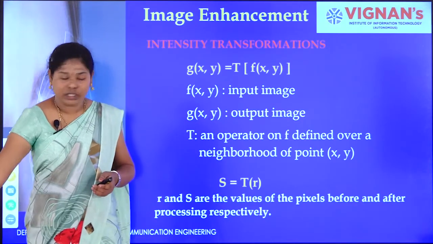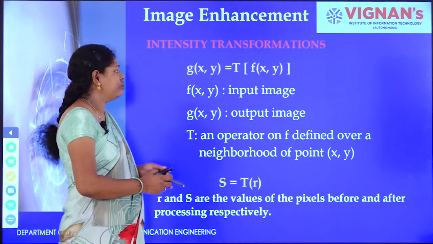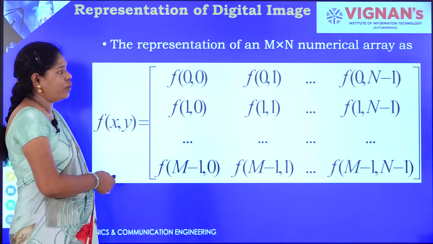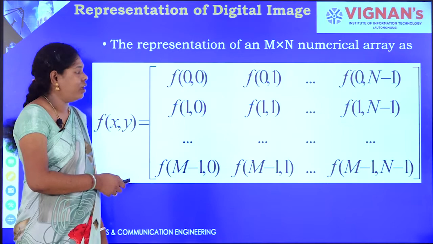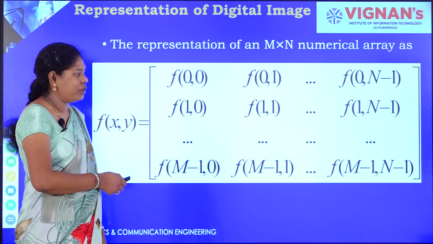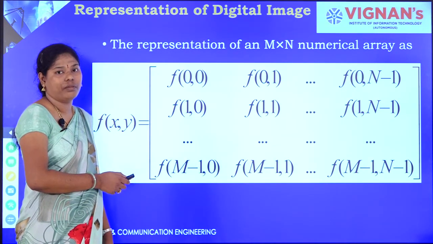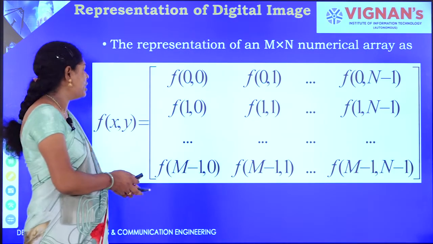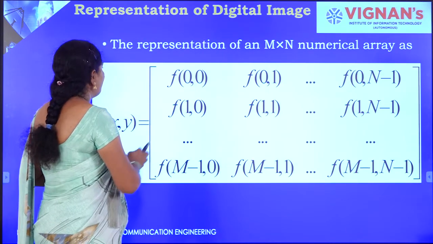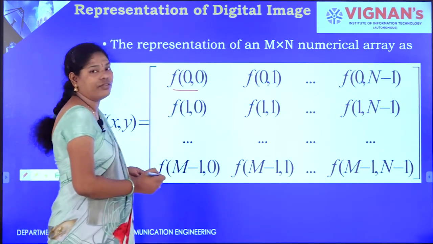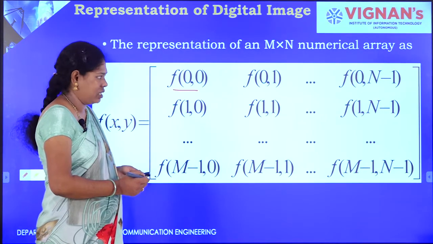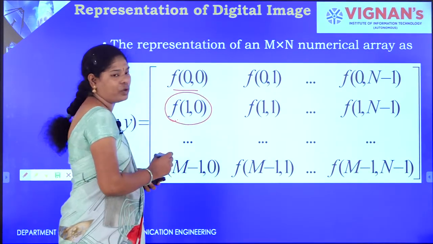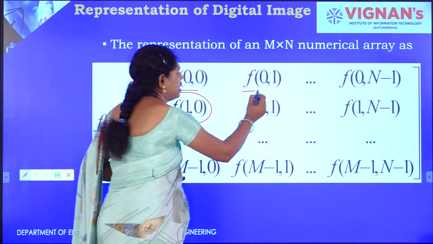Here, f of x, y is the input image, and we represent this input image in matrix form. The matrix is an array with elements of m by n, where m is the number of rows and n is the number of columns. If we process each element, then we call it point processing. If we concentrate only on this element, we can process it. Otherwise, we can process element by element.